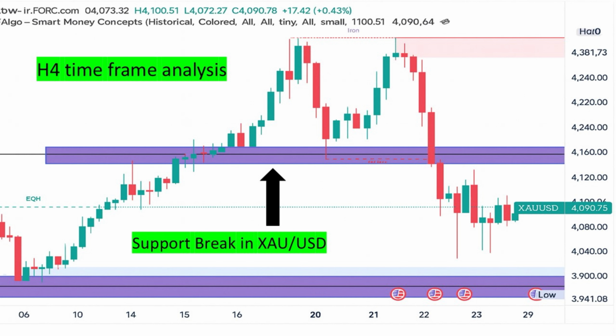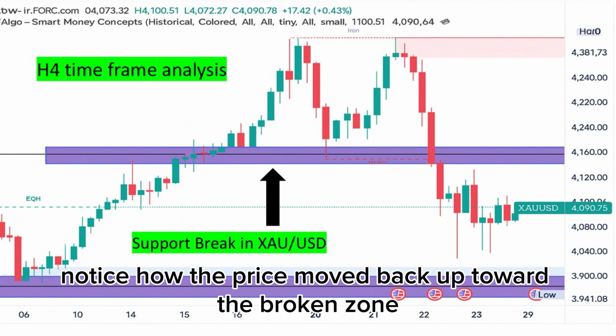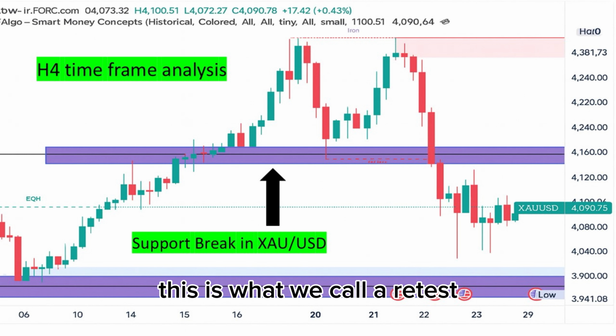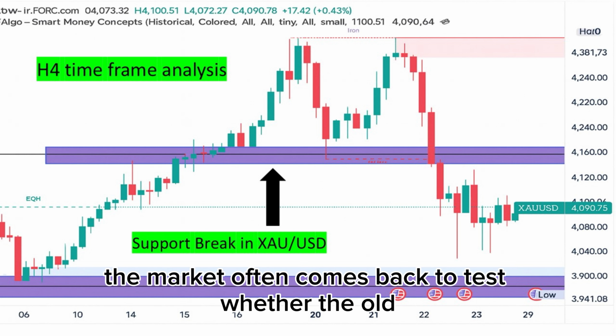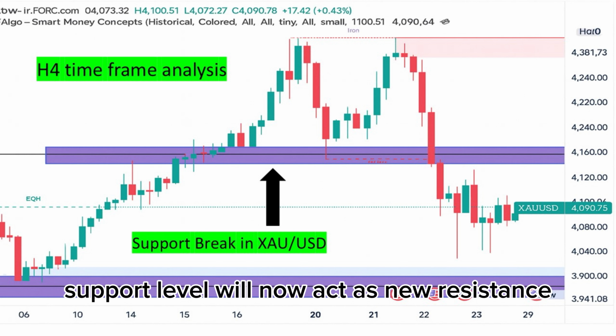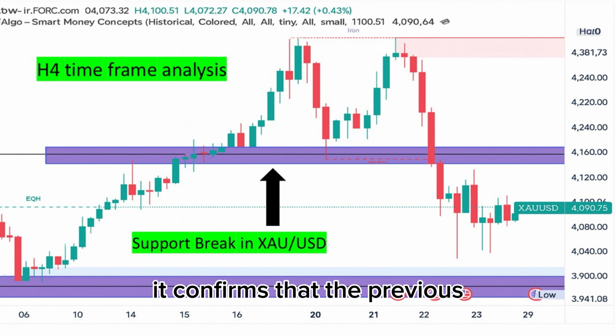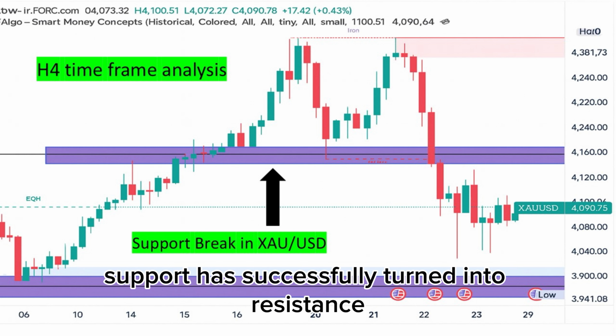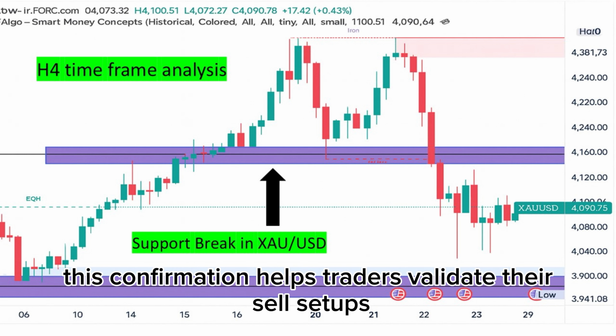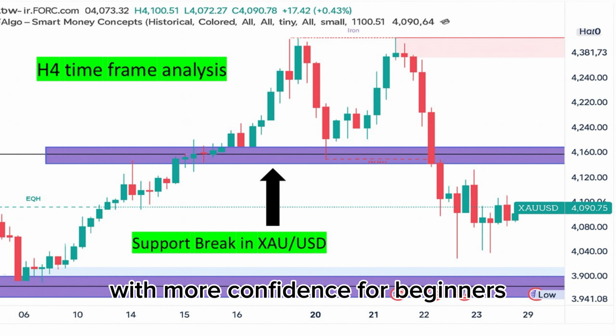After the break, notice how the price moved back up toward the broken zone. This is what we call a retest. The market often comes back to test whether the old support level will now act as new resistance. If price fails to break above this area and starts dropping again, it confirms that the previous support has successfully turned into resistance. This confirmation helps traders validate their sell setups with more confidence.